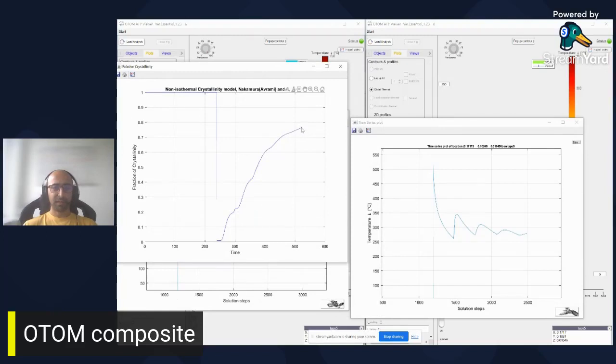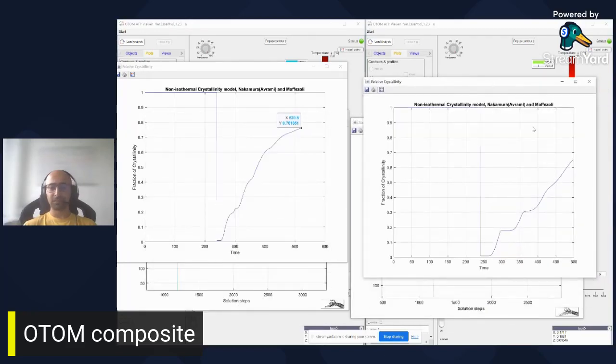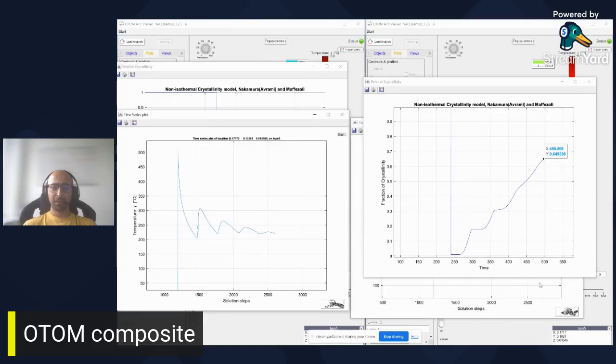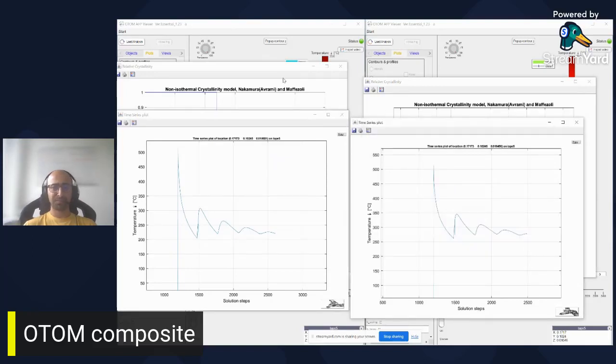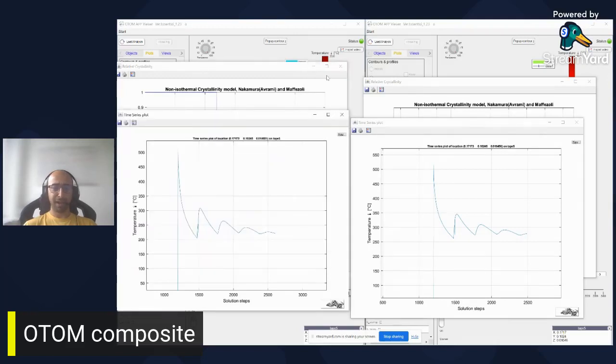Okay, we got until 0.7, and here for the case of the fixed 140 degrees Celsius, we got almost also very close to the 0.7. So a very comparable level of crystallinity here for these two examples. So this is for tape 5.